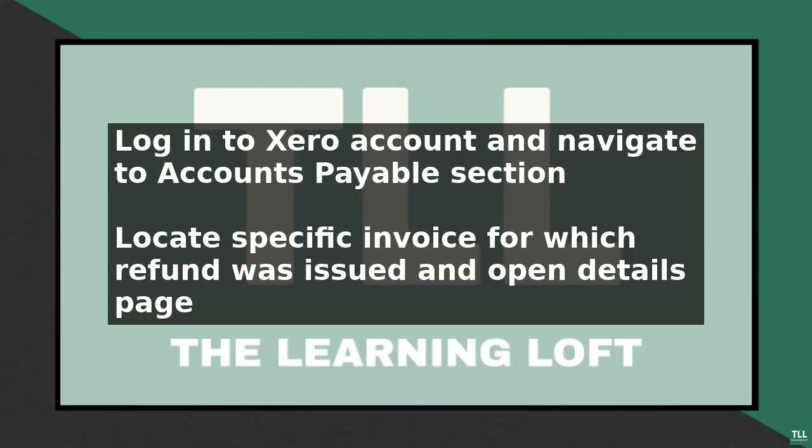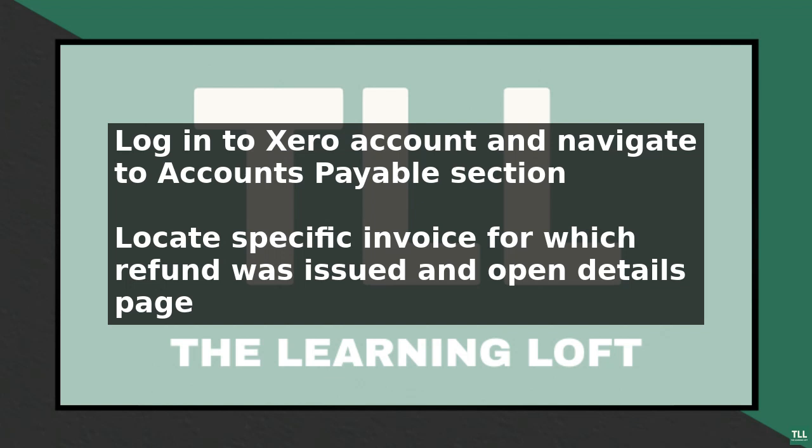Reconciling a refund from a supplier in Xero is a crucial step in maintaining accurate financial records. To begin, ensure you have already received the refund from your supplier and have a copy of the refund receipt or invoice. First, log into your Xero account and navigate to the Accounts Payable section. Locate the specific invoice for which the refund was issued and click on it to open the invoice details page.